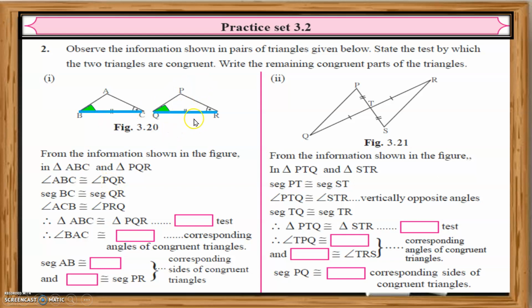BC is congruent to QR, because it's given. And angle ACB is congruent to angle PRQ. So by which test will they be congruent? By the A, S and A test. So we write that ASA test. Now when two triangles are congruent, the other corresponding parts are also congruent.